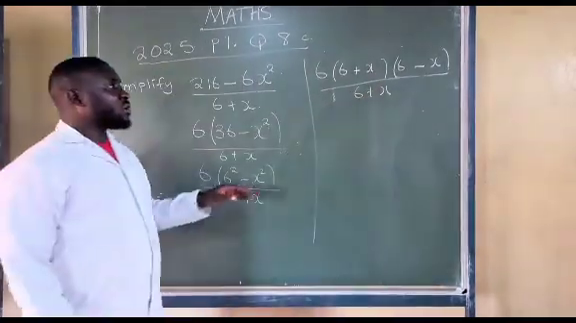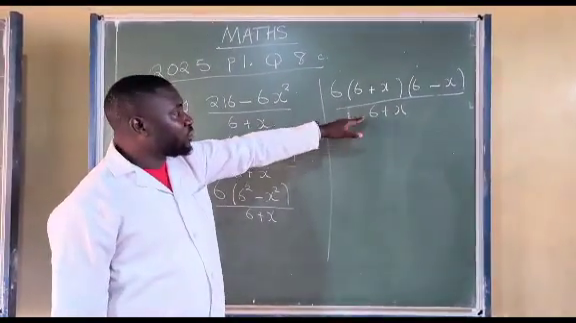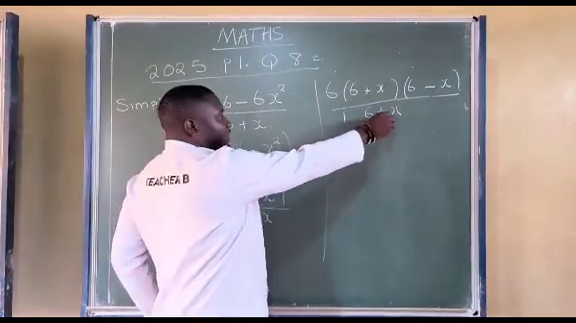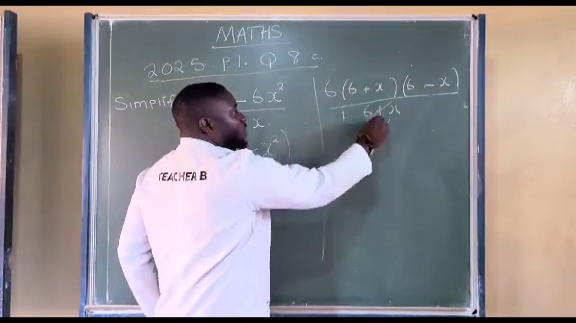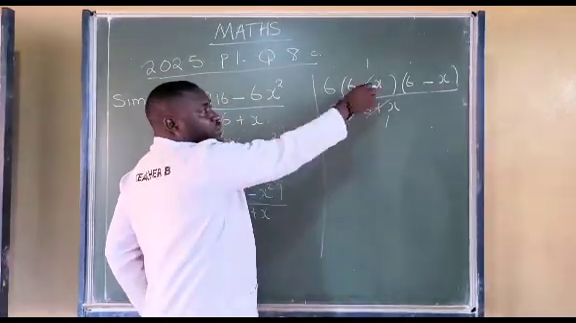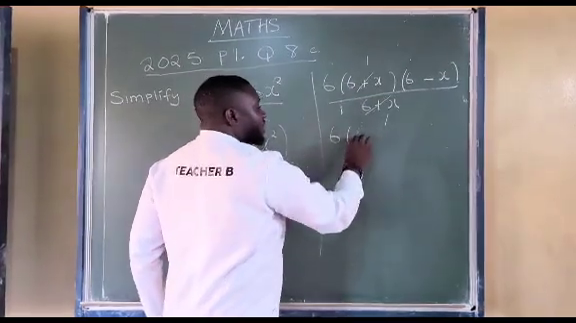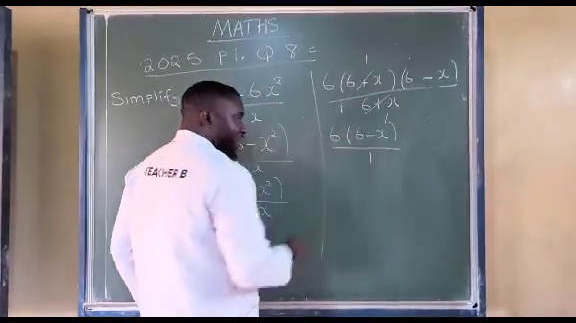Now if you look at what we have here, you can see there's something common which we can divide, and that is 6 plus x into 6 plus x. Here it will give us 1, and also here it will give us 1. So what we have remained with is 6, open brackets, 6 minus x, over 1.